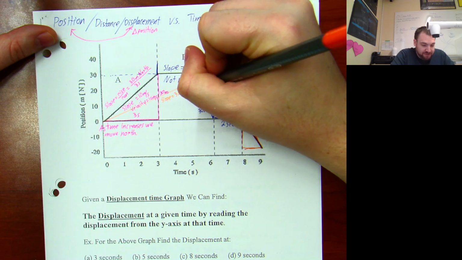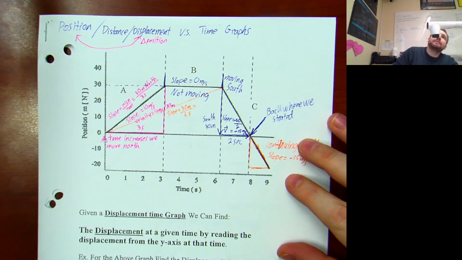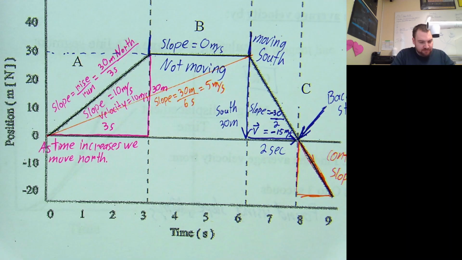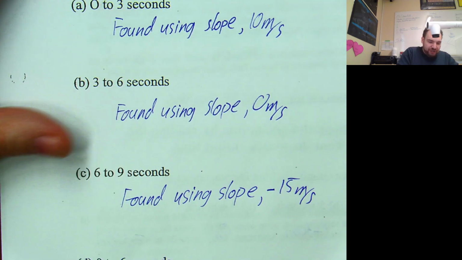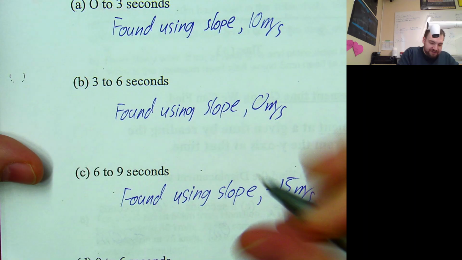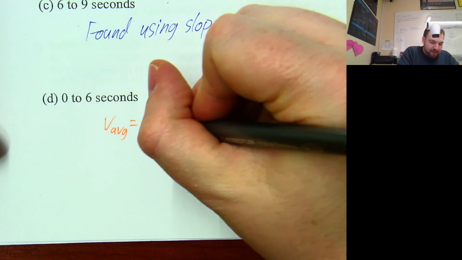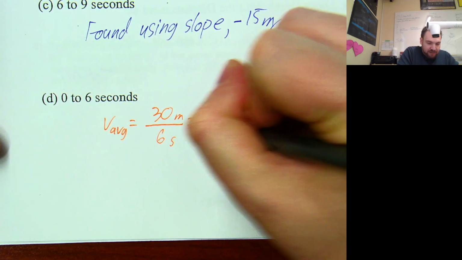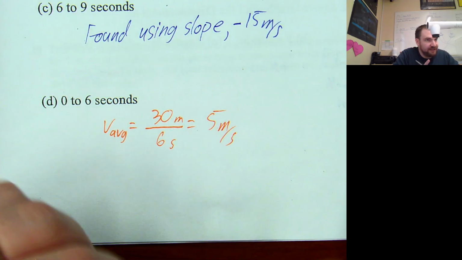Rise is 30 meters, the run is 6 seconds. So then our slope here is 5 meters per second. Alternatively, I'll flip back. We could use average velocity equals displacement over time. That thing was displaced 30 meters. It took 6 seconds. It's equivalent, should be equivalent. We're using the same set of data.